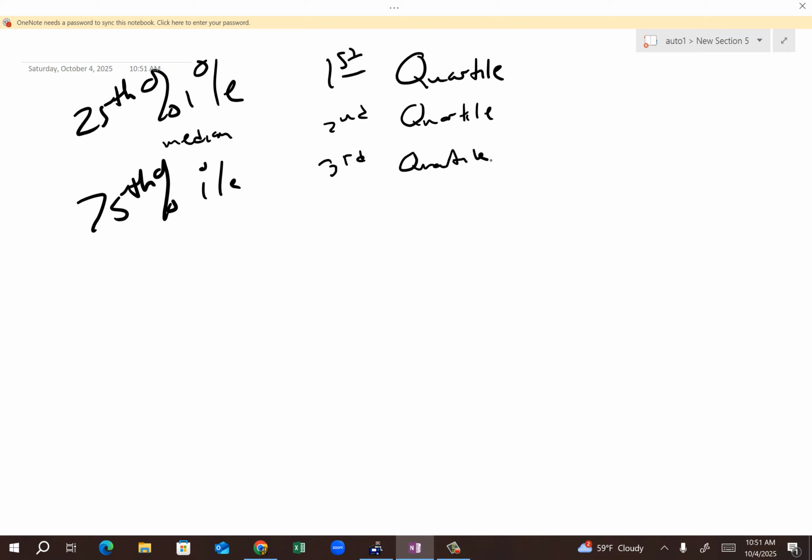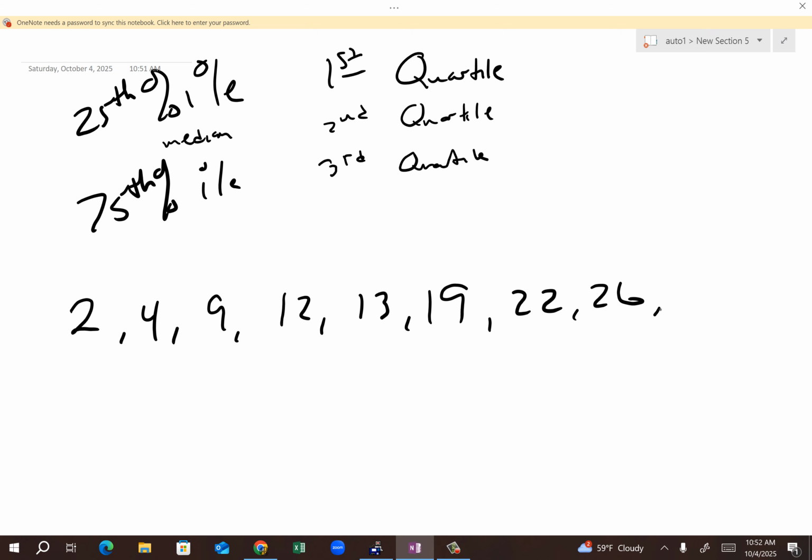So in other words, oftentimes I want to break my data into quarters. Okay, that's what I want to do. And so to do that, well, we've got to figure it out. So let's see if this works. 2, 4, 5, 6, 7, 8. Okay, we'll start with this one. Yes, this is 9 of them. 1, 2, 3, 4, 5. There's your median or your 50th percentile. Correct? Yes? Now, how do I find the 25th percentile?